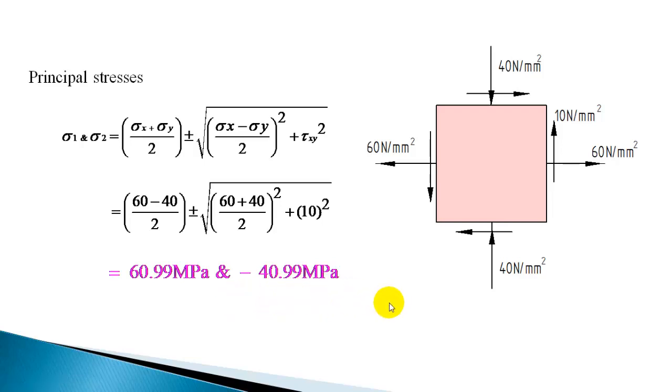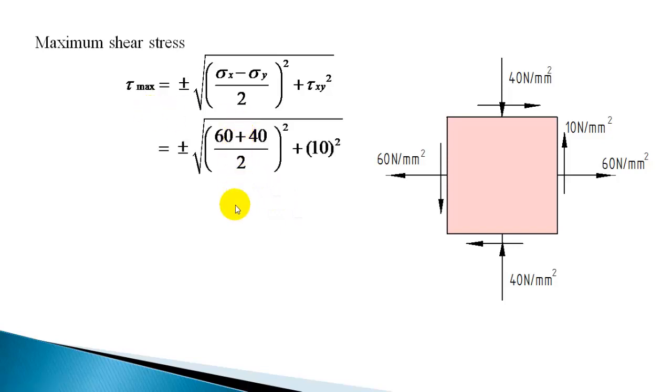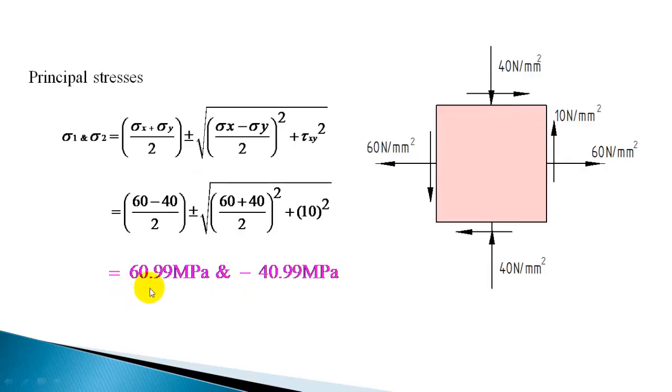Now let us find out the maximum shear stress. Maximum shear stress is plus or minus root of sigma x minus sigma y by 2 square plus tau xy square. You can also find out maximum shear stress using the equation sigma 1 minus sigma 2 by 2. You got the principal stresses. Sigma 1 minus sigma 2 by 2 will give the maximum shear stress. So 60.99 minus of minus 40.99 divided by 2 will give 50.99 megapascal. That will be the maximum shear stress.